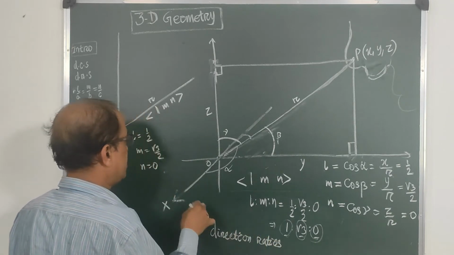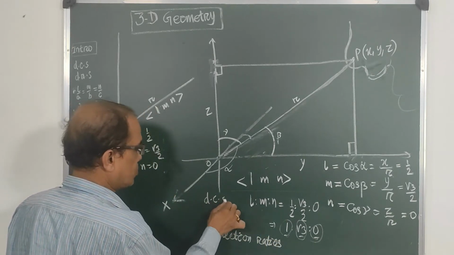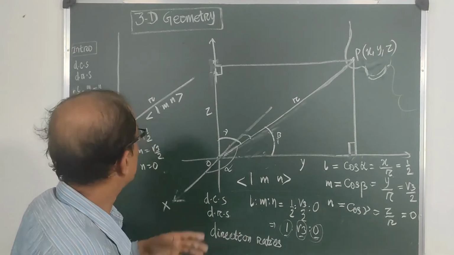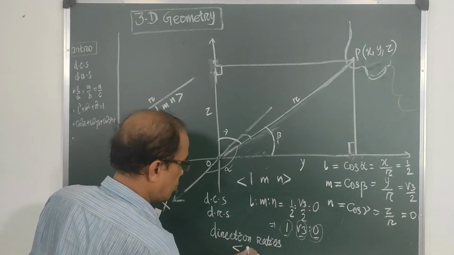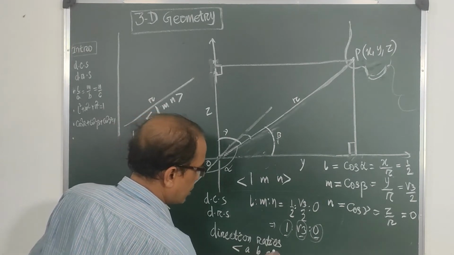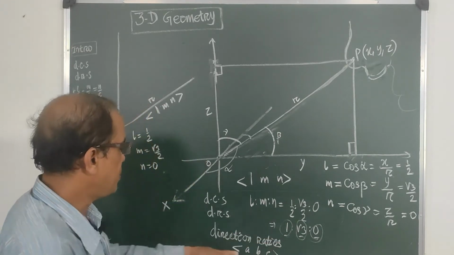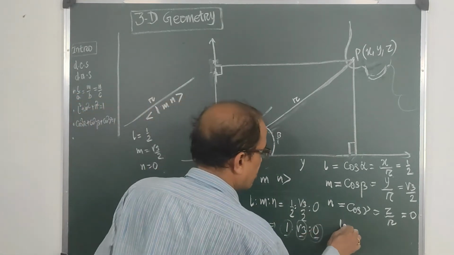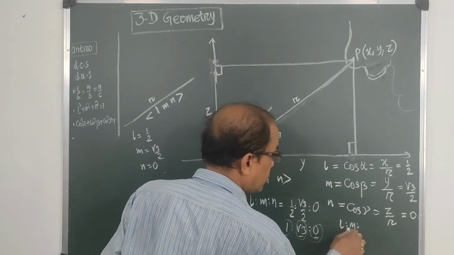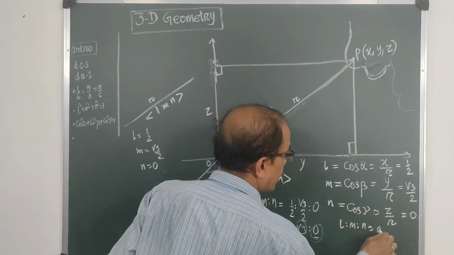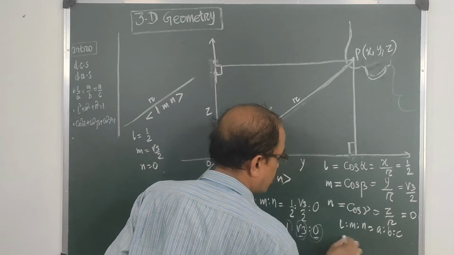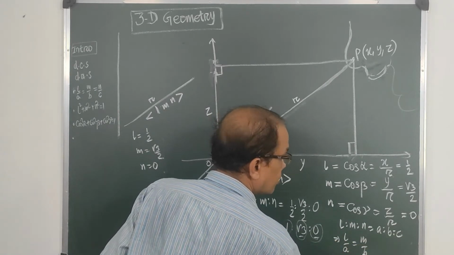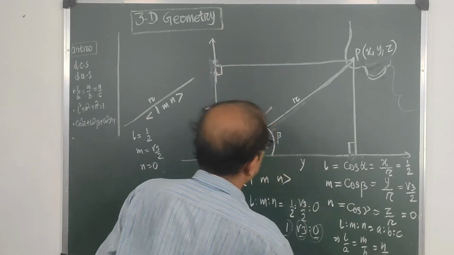And likewise, as they were called DCs, these are called DRs, direction ratios. So direction ratios, and they are termed A, B, C. They are designated as ABC. ABC and LMN are the proportional values. So we can say L is to M is to N is A is to B is to C, or simply L by A is equal to M by B is equal to N by C.